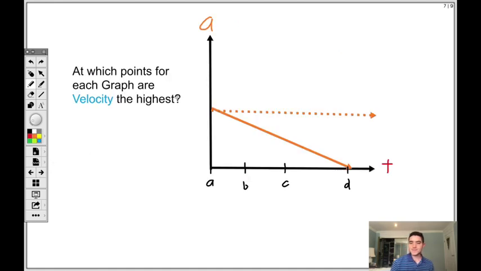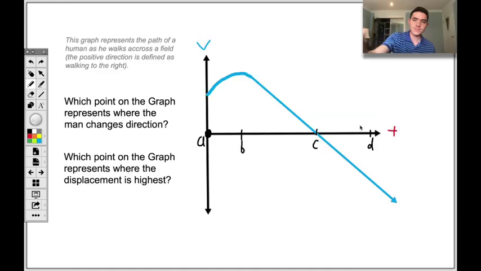In this example, you're given two acceleration graphs. With both graphs, they stay positive until the end, so you can assume that the velocity is always increasing. So for both graphs, the highest velocity will be found at point D, because velocity is given the most time to increase. This is tricky because the solid line is actually decreasing, but as long as it stays positive, the velocity will still always be increasing.